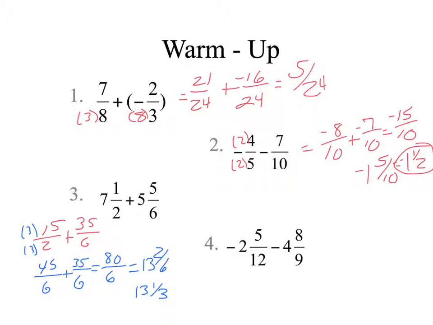Number 4, I'm going to make them improper first. Remember, when you make them improper, don't do anything with the negative. So 12 times 2 is 24, plus 5 is negative 29 over 12. 9 times 4 is 36, 36 and 8 is negative 44 over 9. Easiest common denominator to work with in this problem is going to be 36. I'm going to multiply this by 3, and I'm going to multiply this one by 4.